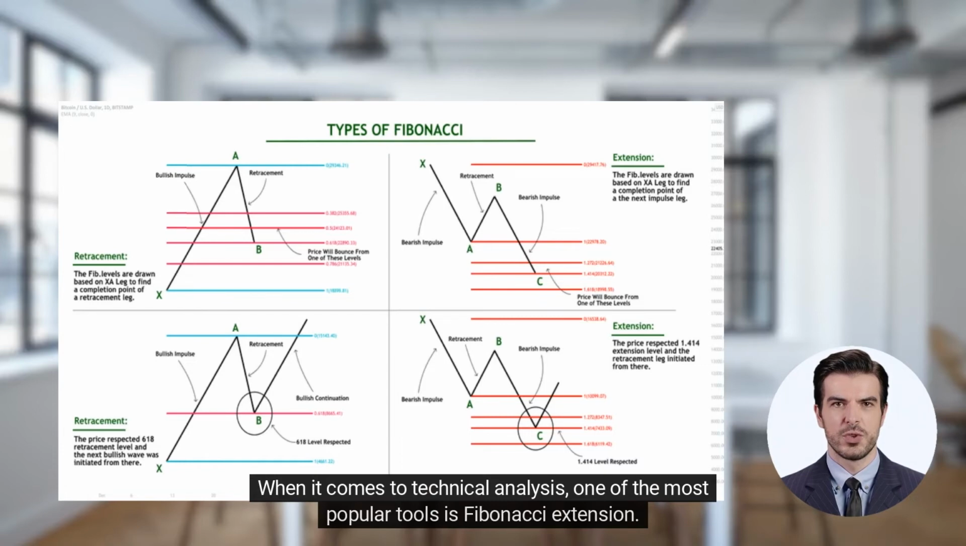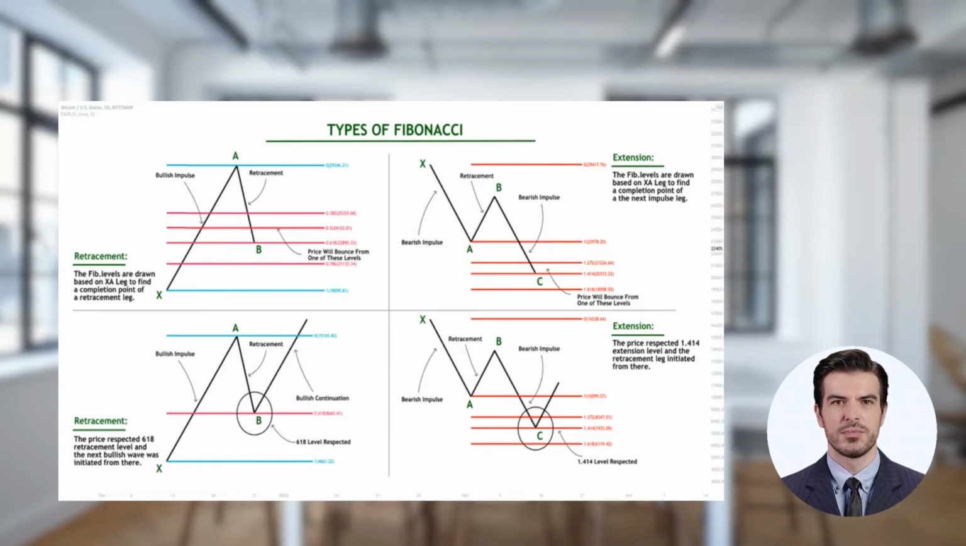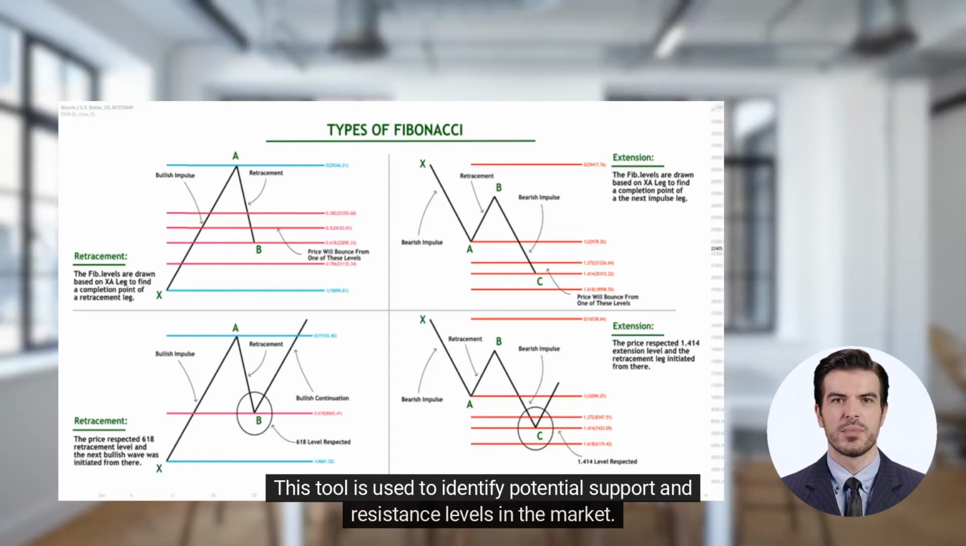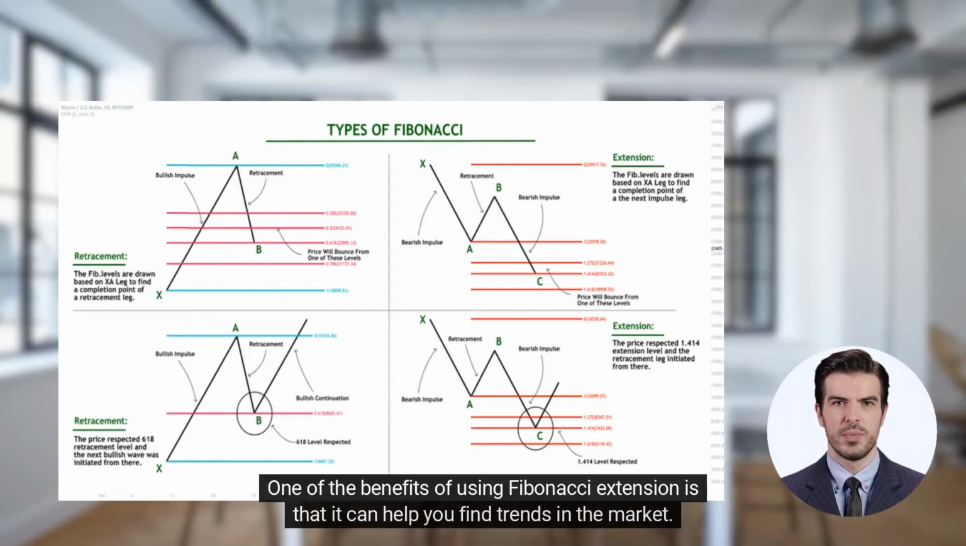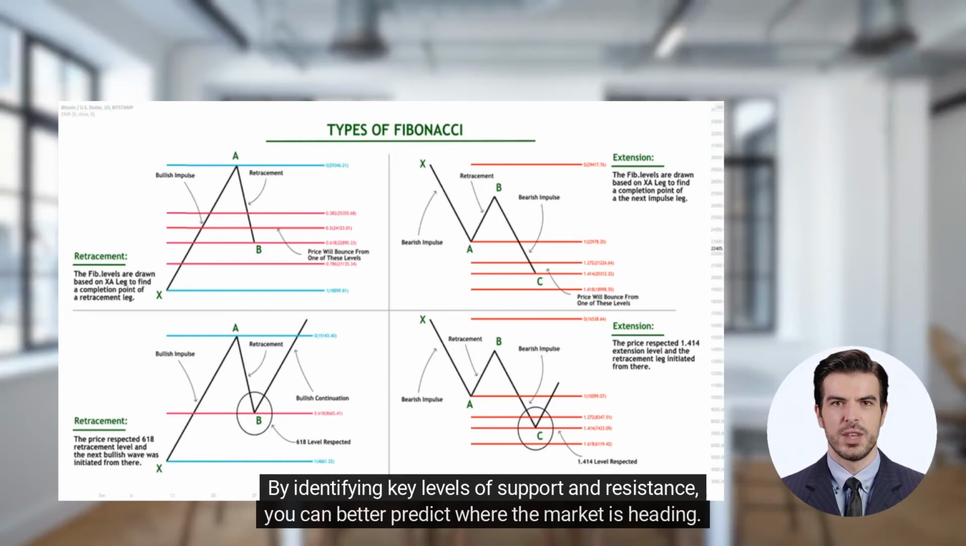When it comes to technical analysis, one of the most popular tools is Fibonacci extension. This tool is used to identify potential support and resistance levels in the market. One of the benefits of using Fibonacci extension is that it can help you find trends in the market. By identifying key levels of support and resistance, you can better predict where the market is heading.